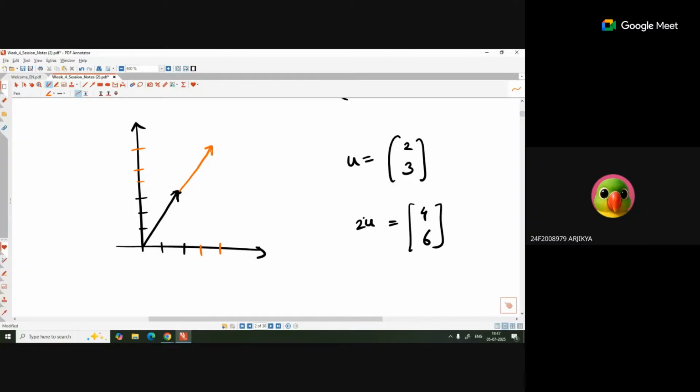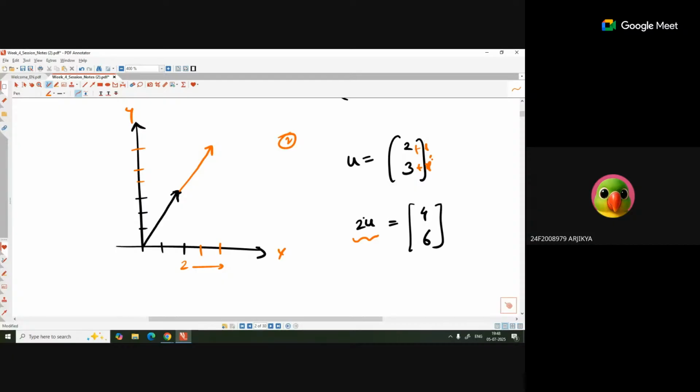So when I multiplied that 2 with u, what have I done exactly? You thought of this 2 as a scalar. What you've done is elongated the initial vector by 2 times on the x-axis, and by 2 times on the y-axis, right? On the x and y axes.